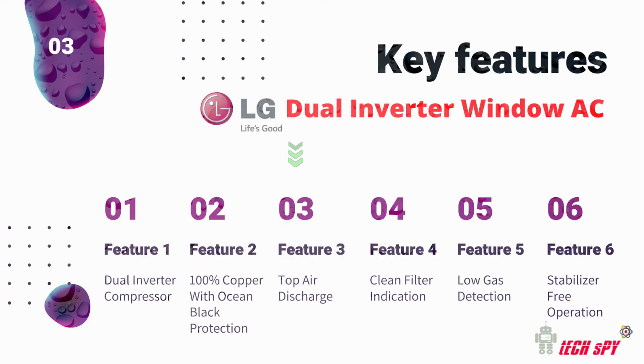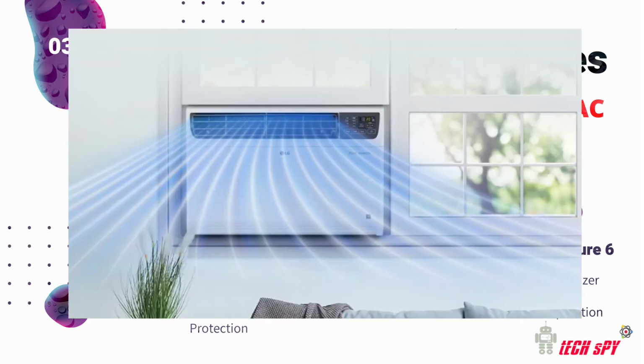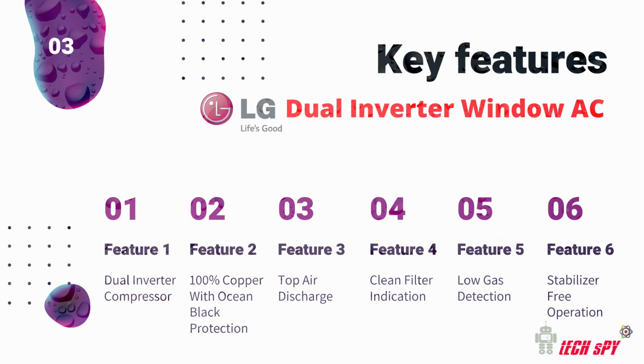Feature number 3 is top air discharge. The unique design of the LG dual inverter window AC is such that the air will discharge from the top and the air intake will be from the sides and from the bottom.